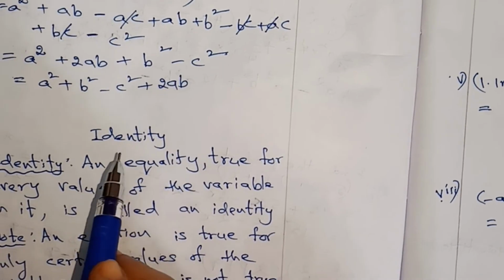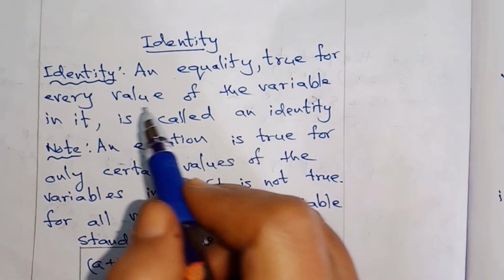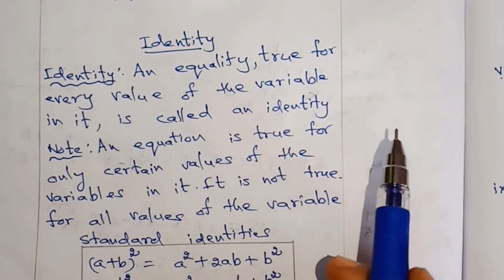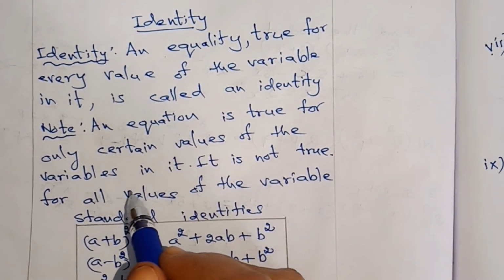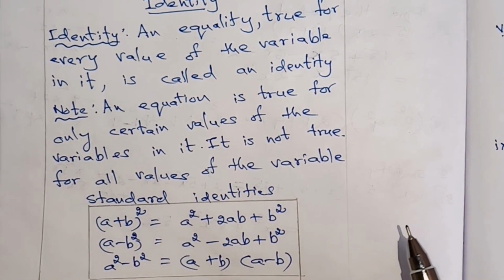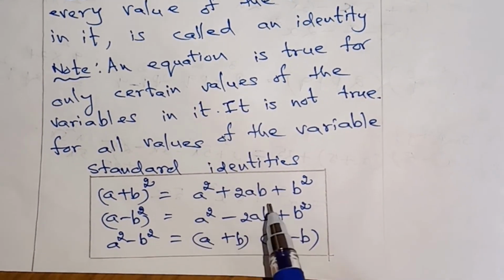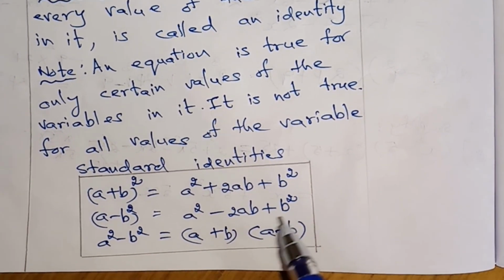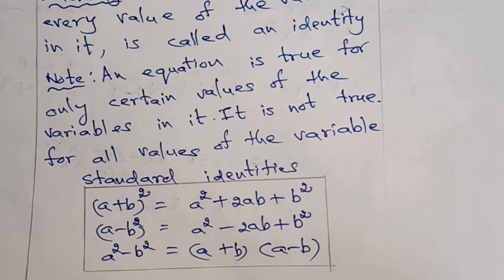Now we see what is meant by identity. An equality true for every value of the variable in it is called an identity. Note, an equation is true for only certain values of the variables in it. It is not true for all values of the variable. And these are the standard identities. A plus b whole square is equal to a square plus 2ab plus b square. A minus b whole square is equal to a square minus 2ab plus b square. A square minus b square is equal to a plus b into a minus b.